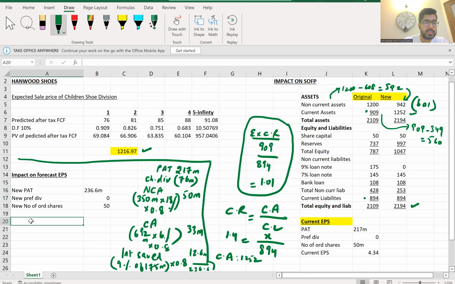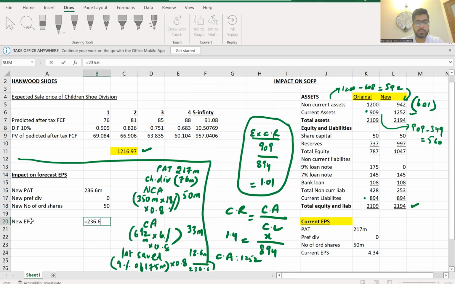And now you can easily get new EPS. That is PAT 236.6 less preference dividend 0 on number of ordinary shares 50, 4.7. Okay.